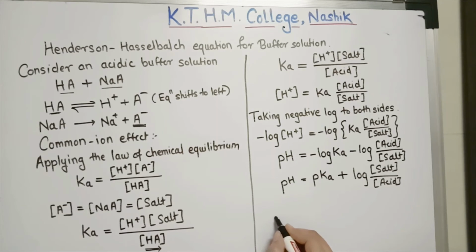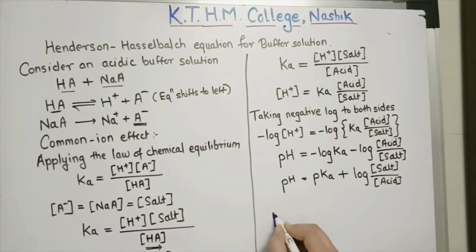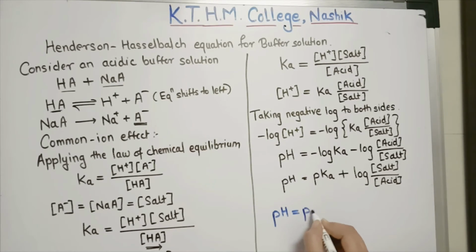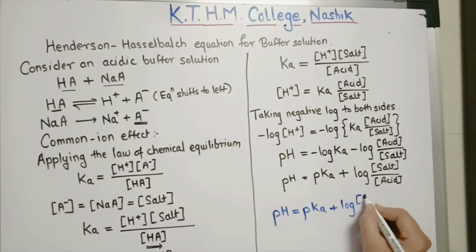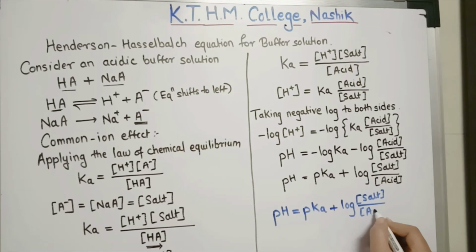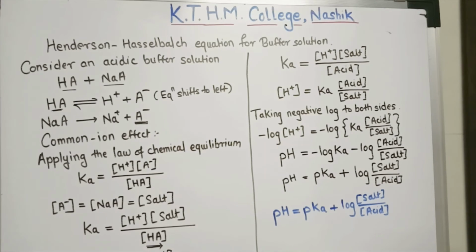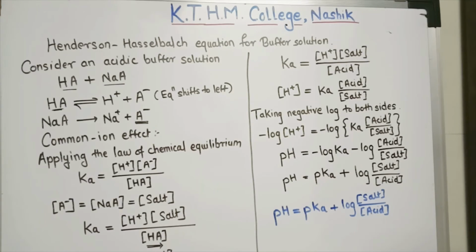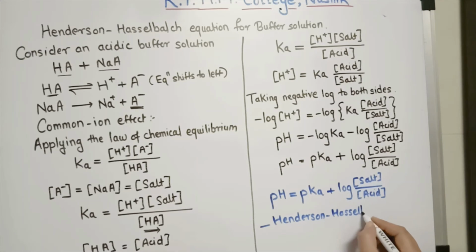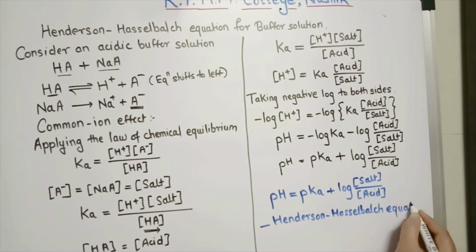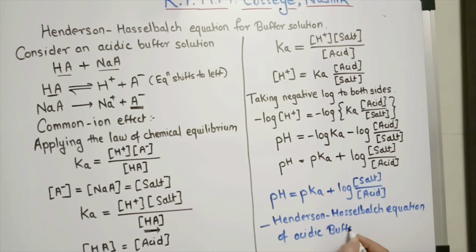So the final equation is pH is equal to pKa plus log concentration of salt upon concentration of acid. Okay. Now this is known as the Henderson-Hasselbalch equation of acidic buffer. Okay.